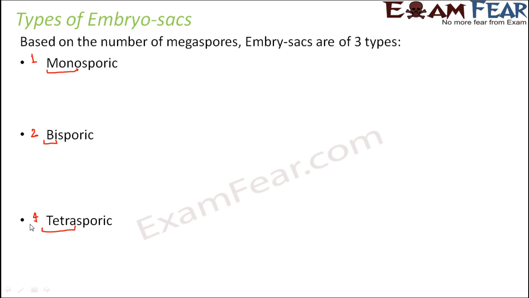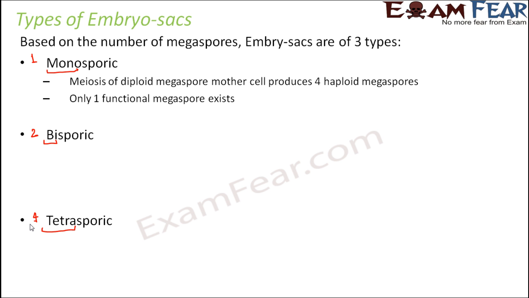First we will talk about the monosporic embryo sac. Basically, inside the embryo sac, how is a megaspore formed? Megaspores are formed from the megaspore mother cell, also abbreviated as MMC, and this megaspore mother cell is a diploid cell. It will undergo meiosis, or reductional division, leading to the formation of haploid megaspores. Meiosis of the diploid megaspore mother cell will give rise to 4 haploid megaspores.